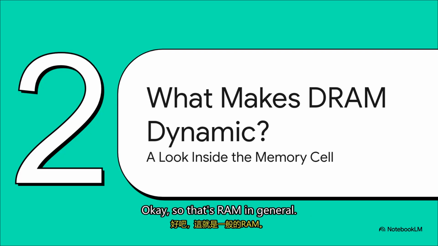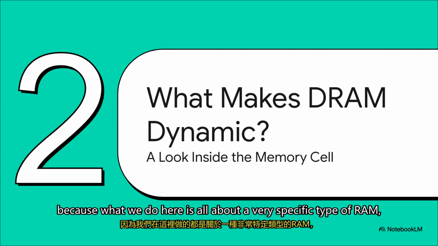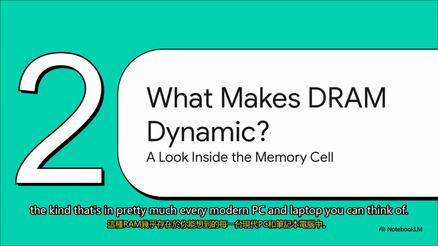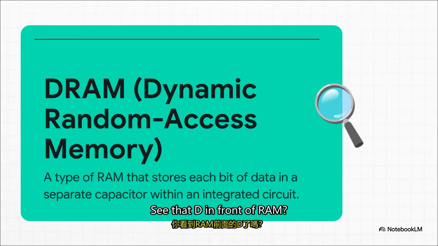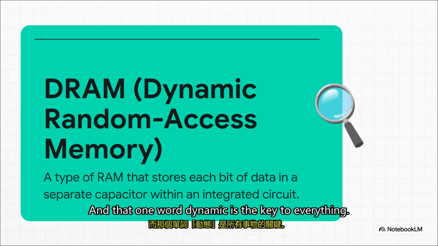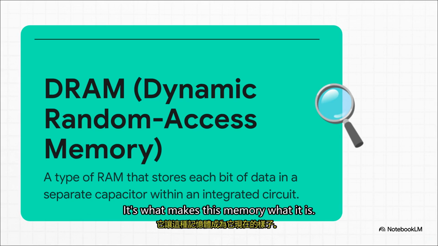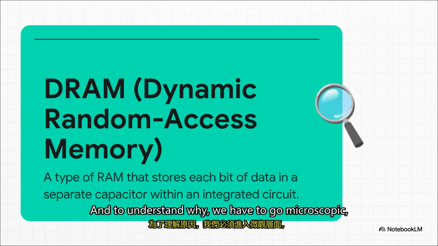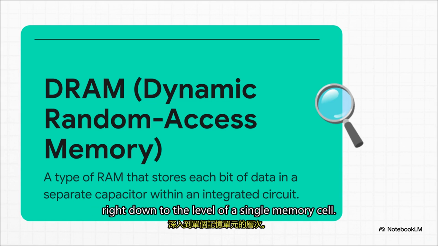Okay, so that's RAM in general. But let's zoom in a bit, because what we do here is all about a very specific type of RAM, the kind that's in pretty much every modern PC and laptop you can think of. We're talking about DRAM. See that D in front of RAM? It stands for dynamic. And that one word, dynamic, is the key to everything. It's what makes this memory what it is, and to understand why, we have to go microscopic, right down to the level of a single memory cell.